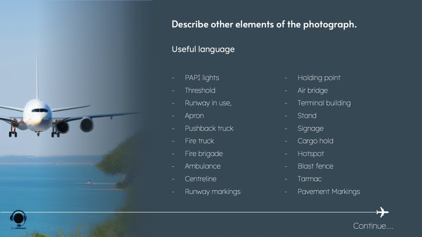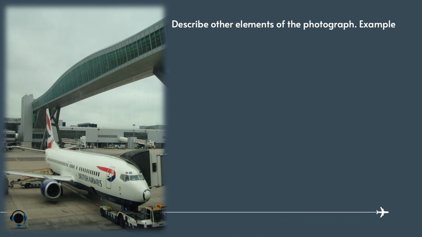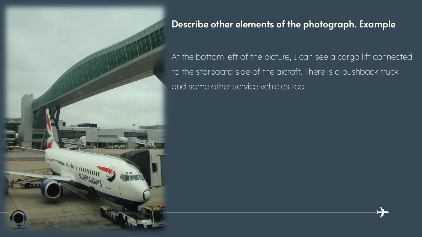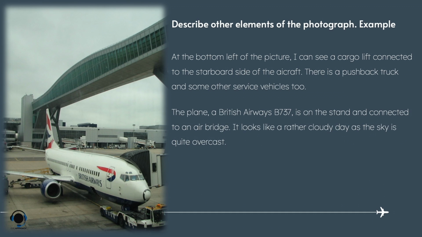Now, this is my take on the picture presented here below. At the bottom left of the picture, I can see a cargo lift connected to the starboard side of the aircraft. There is a pushback truck and some other service vehicles too. The plane, a British Airways Boeing 737, is on the stand and connected to an air bridge. It looks like a rather cloudy day as the sky is quite overcast.